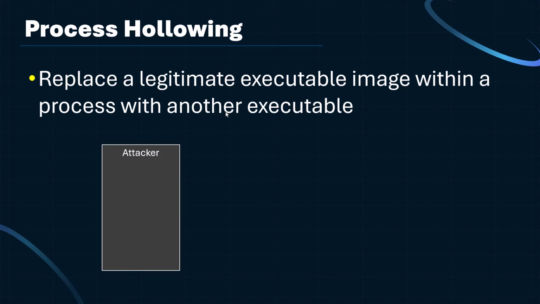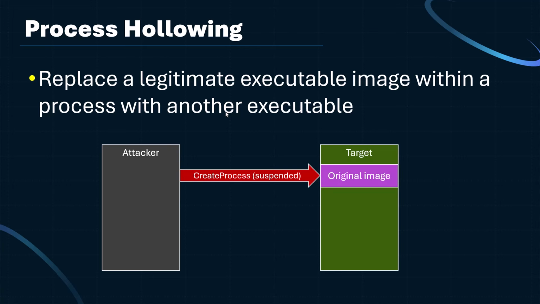So we'll start with an attacker process. This process will try to hollow another process. It will do so by creating the process in a suspended state. That is, the main thread has not yet started execution. At that point, there's not much within the process except the executable being mapped and ntdll.